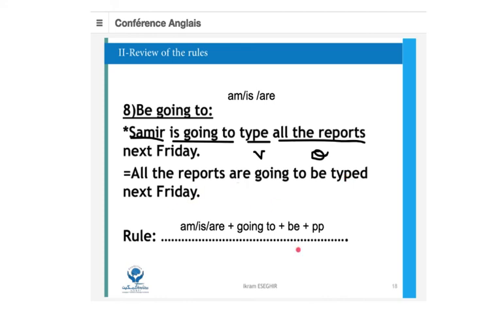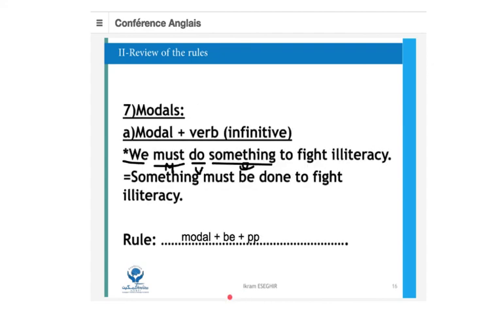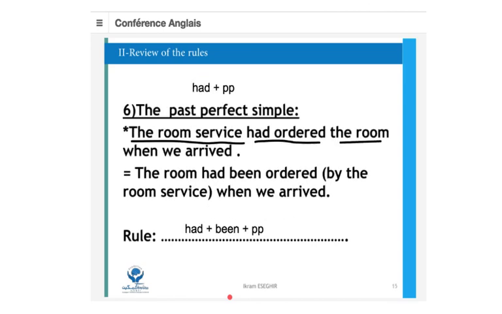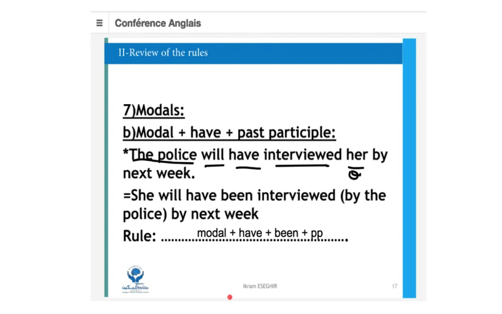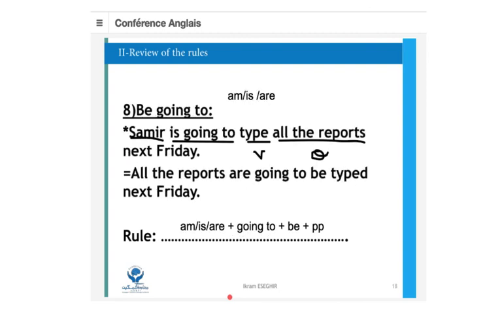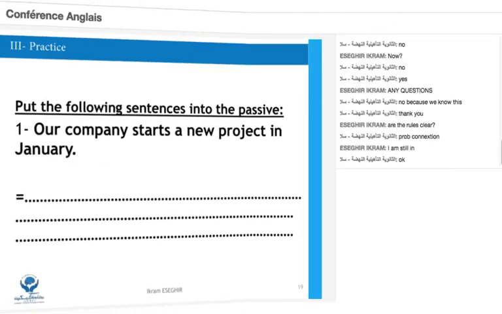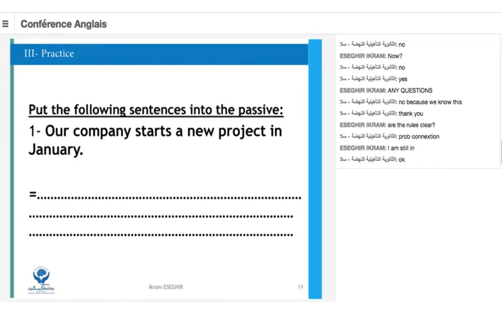Now, these are the whole rules of the passive voice transformation. So you have the rules now. Now, are all the rules clear so that we can move to a practice exercise? So, we start the practice with the first exercise. And here you have to put the following sentences into the passive.